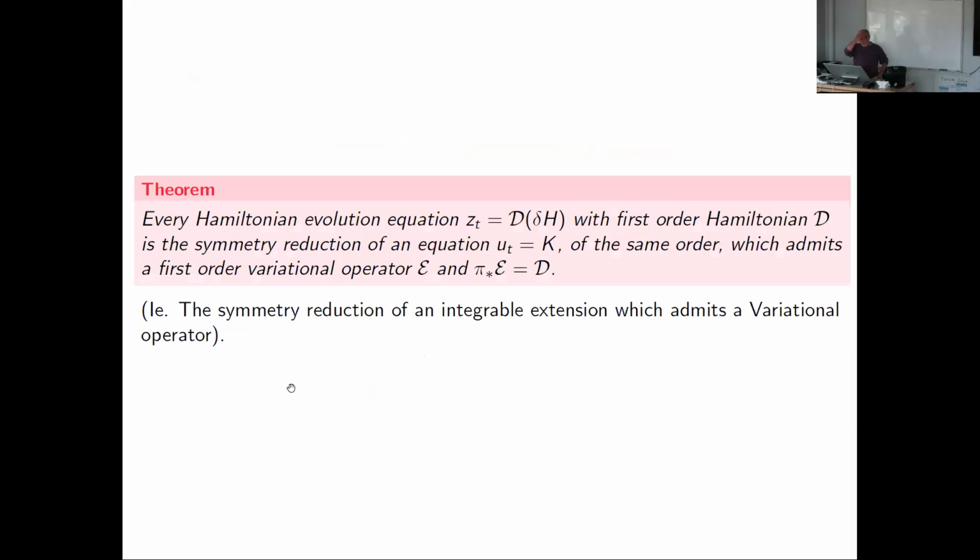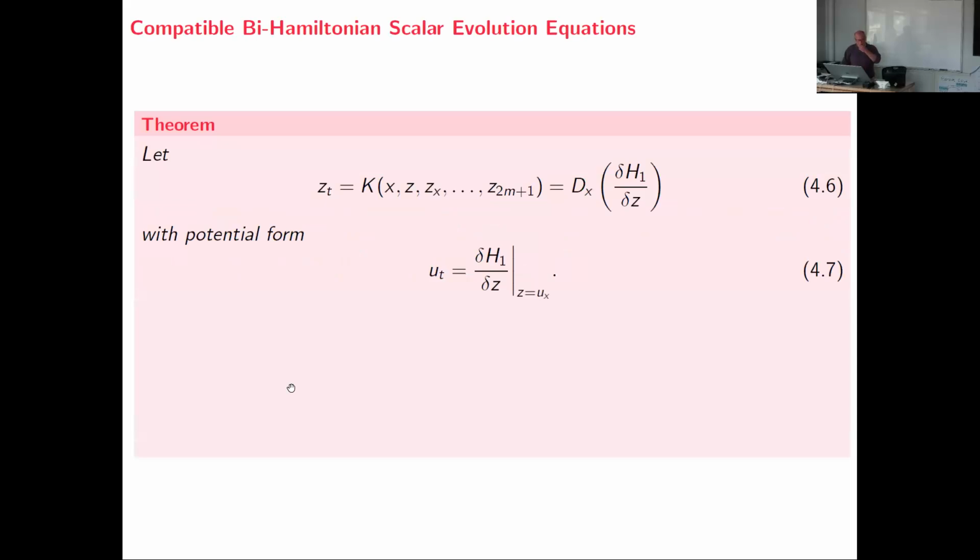That's how I was thinking of how I could use this to build Hamiltonian evolution equations. All I have to do is write down an evolution equation with a variational first order operator, and then project everything, take the quotient, assuming it's invariant, and build a Hamiltonian evolution equation, kind of inverting this process, right? So what happens in the case of a compatible system?